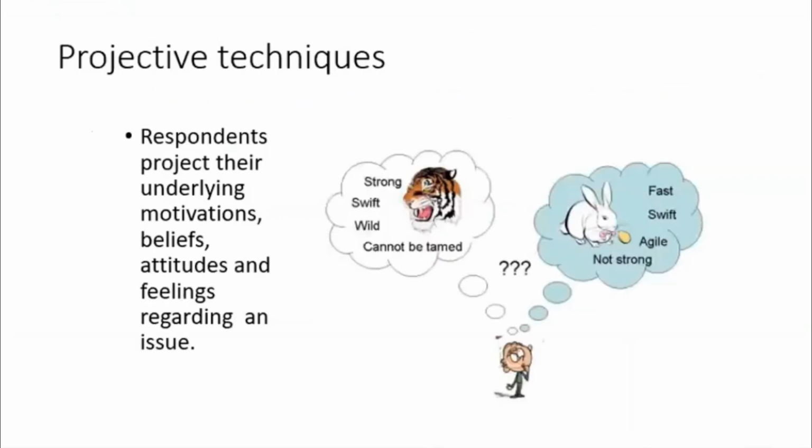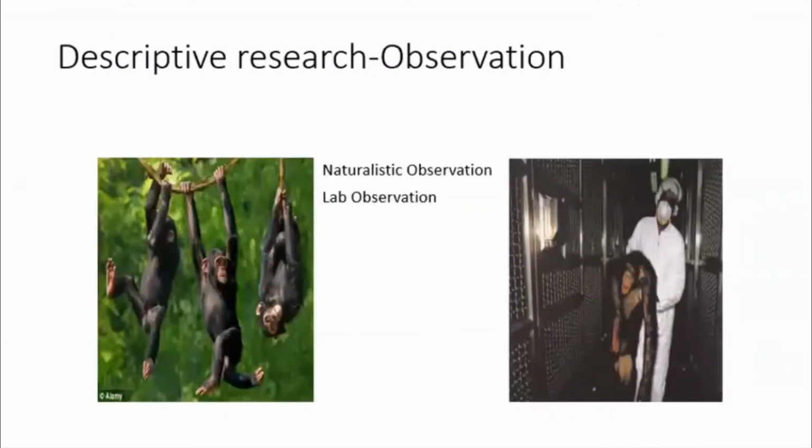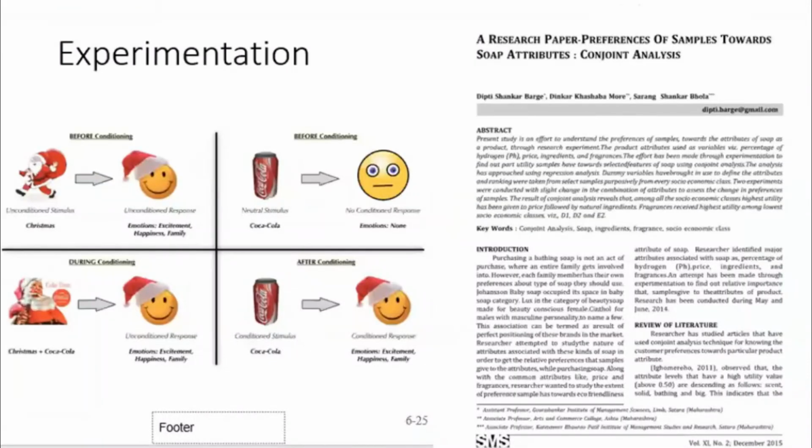So I am done with case study and ethnography. See what all you can do: you cannot do only quantitative, you can do a lot in research. My last part is left. If you've understood experimentation, on the right side there is a paper. It says to understand the preferences of the sample towards soap attributes. So there will be a soap attribute.